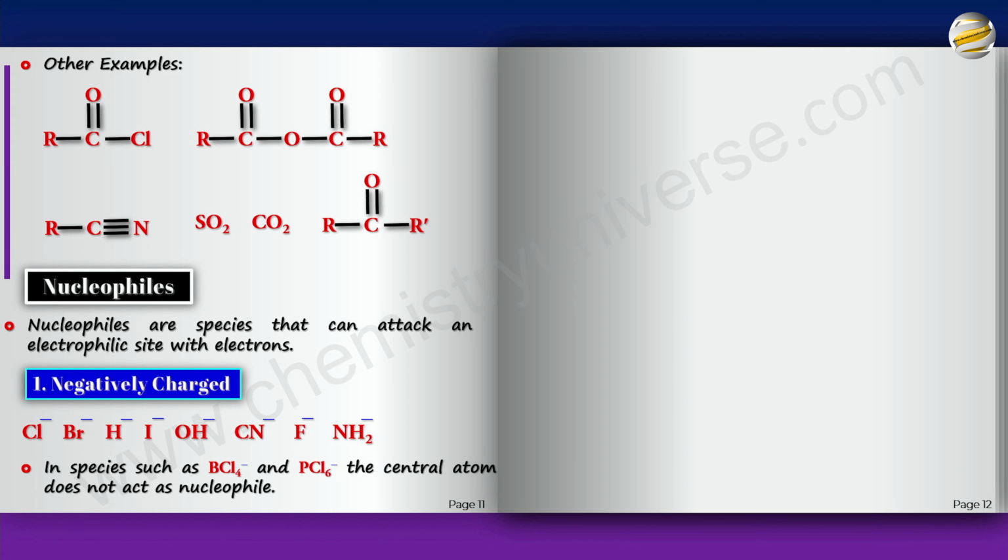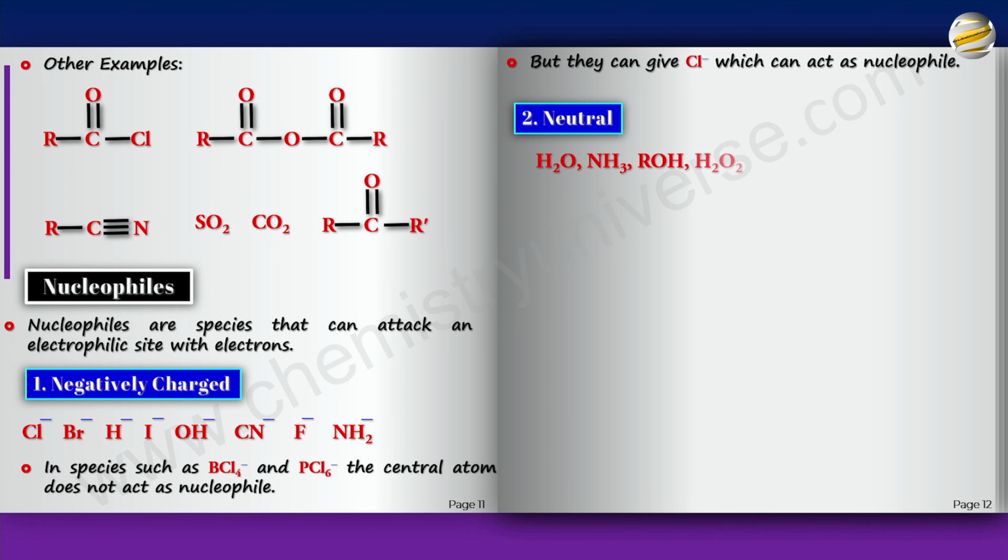The central atom does not act as a nucleophile, but they can give nucleophiles, so they can be considered as nucleophiles. They can give Cl-, which can act as a nucleophile, so they are considered that. You can even have neutral nucleophiles, where you have a lone pair but no charge. All of them have lone pairs, no charge.